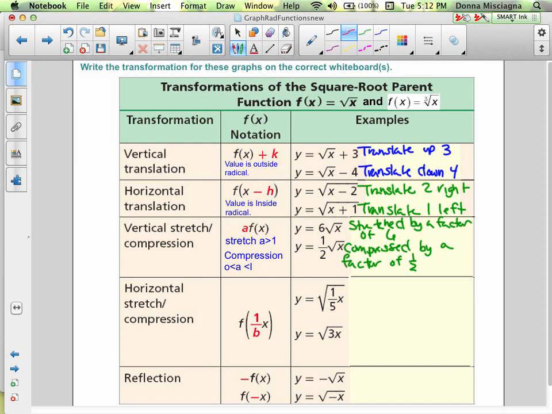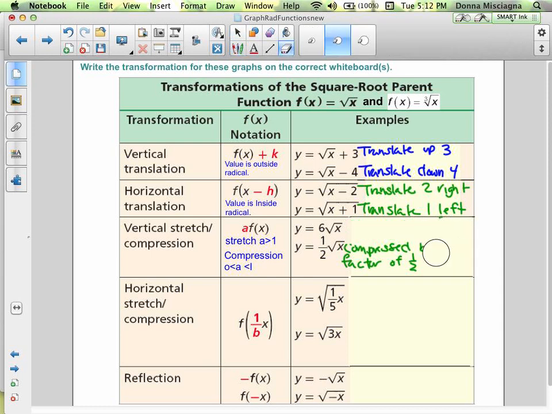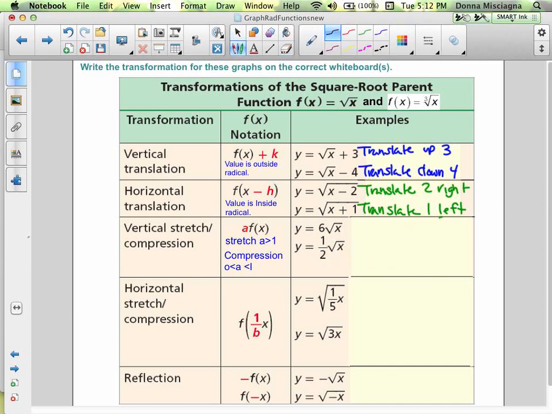I left out the word vertically. I have a hard time squeezing those in, so maybe in your notes you can squeeze that in. I forgot the word vertically. So this is stretched vertically by a factor of 6. And this is compressed vertically by a factor of 1/2.